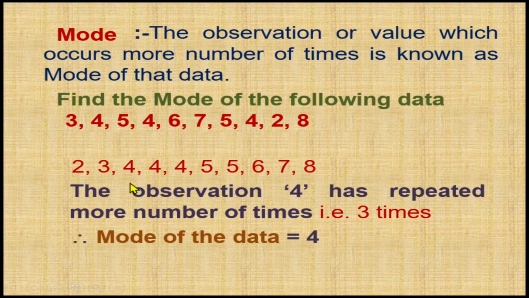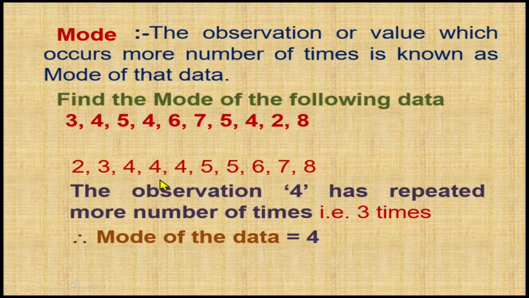Yes, that is 4, because here 4 is occurring more number of times than any other observation. That is the reason. How many times is it occurring? 3 times. So, the mode of this particular data is how much here? 4. Are you clear, children?